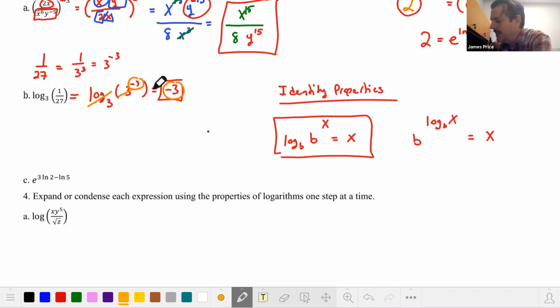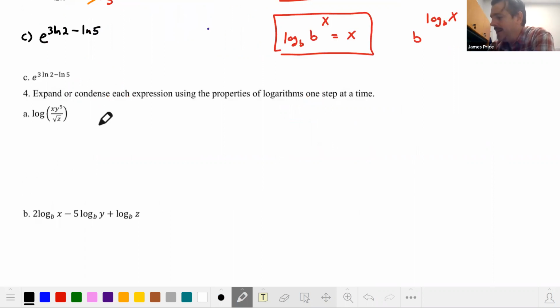Let's look at this one, which I didn't leave much room for. So let me just move that up here. So for C, I have e to the 3 ln of 2 minus ln of 5. Move that up a little bit. And this one is going to use some properties of logarithms, of course. And so let's write these down.